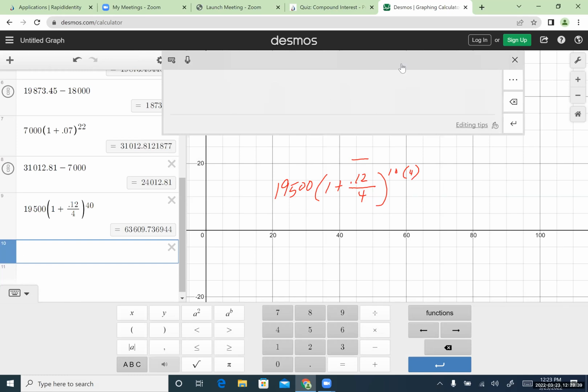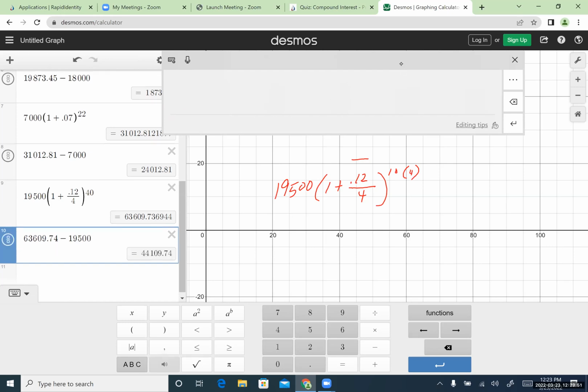Here again, another one with more interest, so we'll see how much difference that makes. 63,609.74 minus the initial investment of 19,500. I get 44,109.74 for my interest.